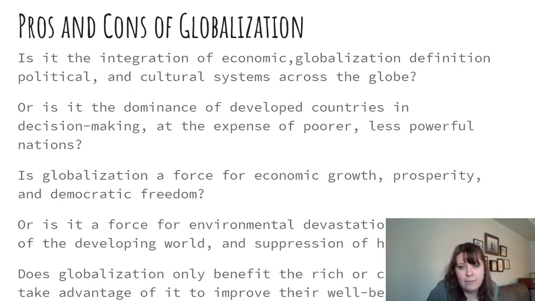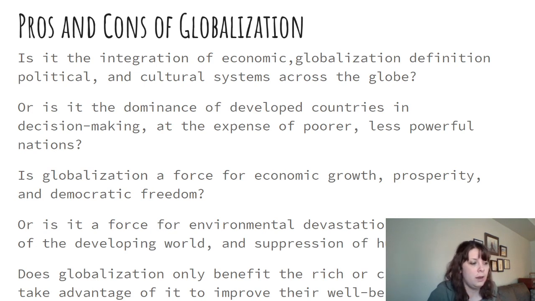Or is it a force for environmental devastation, exploitation of the developing world, and suppression of human rights? Environmental devastation, so a lot of countries will do things like slash and burn for large crops, like to plant palm trees for palm oil, right? They'll cut away the rainforest, burn it down, and then plant what they want.